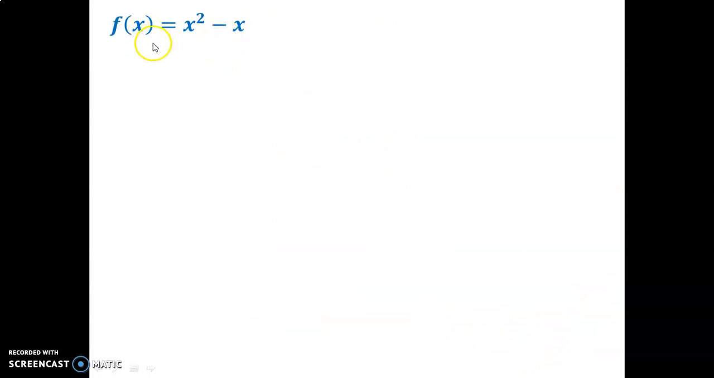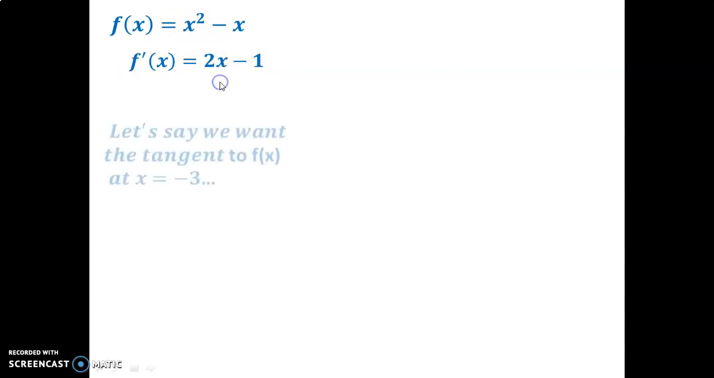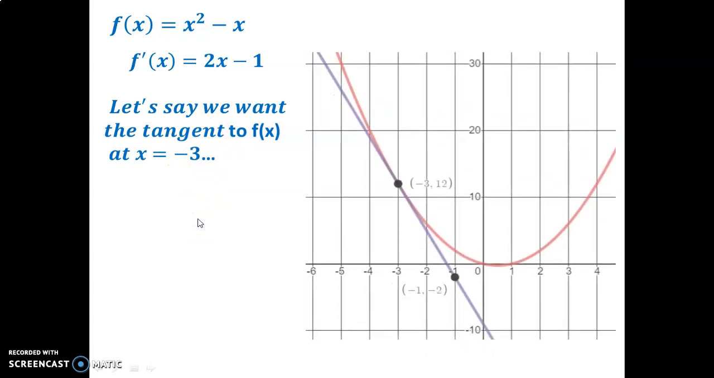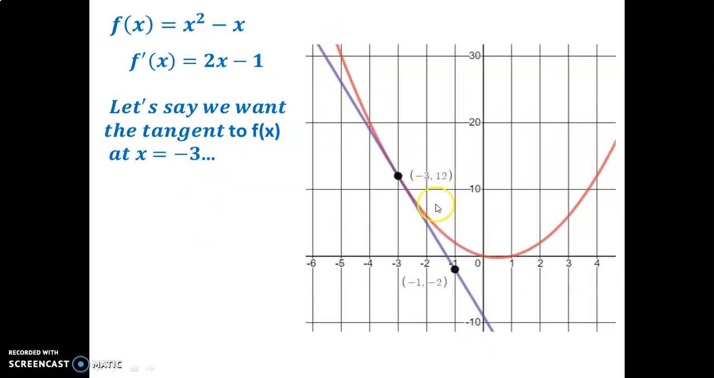All right, from there we talked about things like this. So let's take a look. Here we have an equation of a parabola, x squared minus x. To find the derivative of that, we have this, 2x minus 1. So there's our original, there's the derivative. Let's say we want the tangent to the original function at x equals negative 3. We want to figure out the tangent line. Okay, so here's the parabola, here's the tangent line.